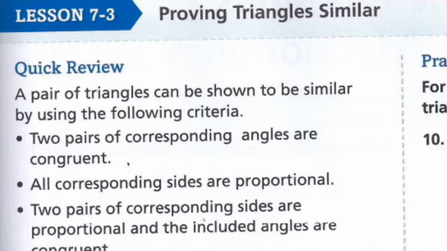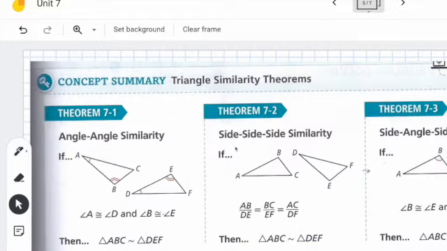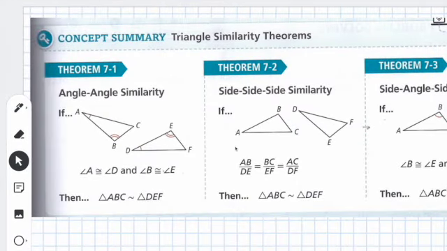Two pairs of corresponding angles are congruent. All corresponding sides are proportional. Proportional is a key word here. Or two pairs of corresponding sides are proportional and the included angles are congruent. So when they're talking about that, this is what they're referring to.